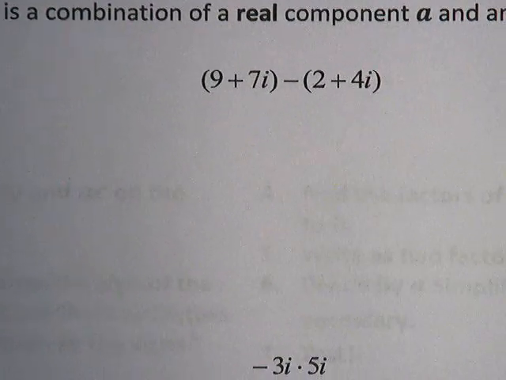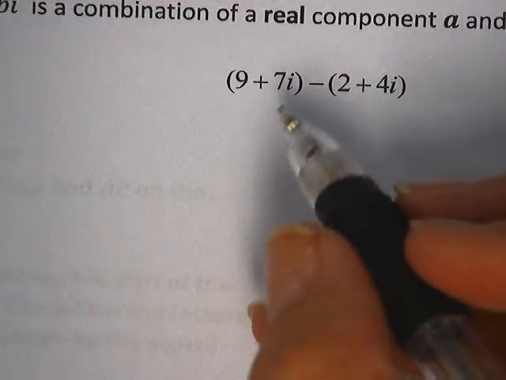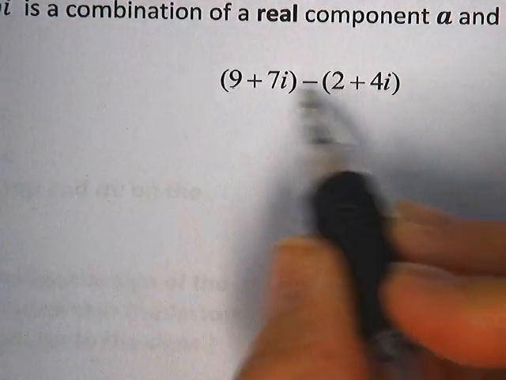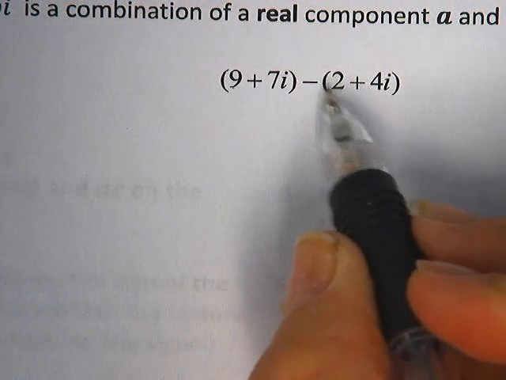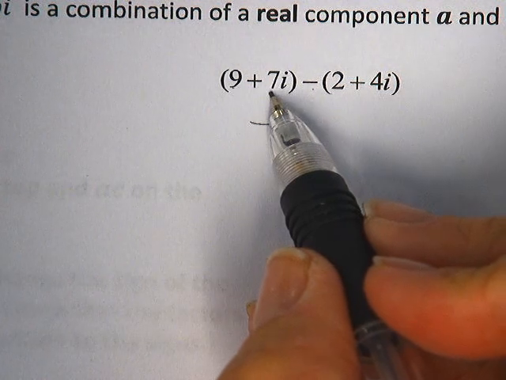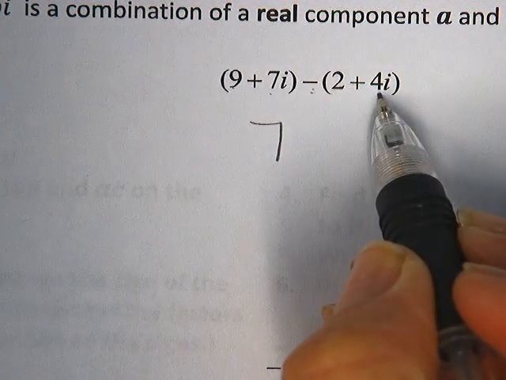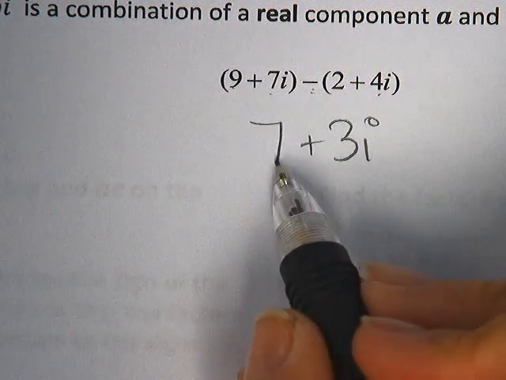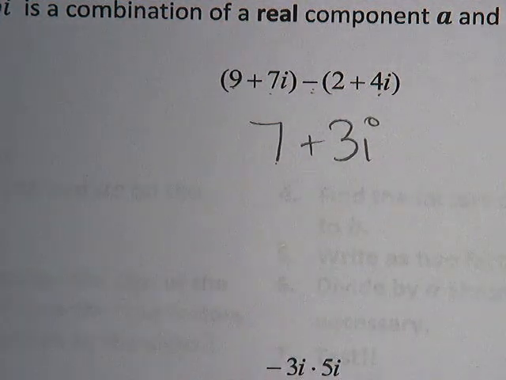Here we're subtracting. And just like we did in the last class, when you have a polynomial, you subtract the real parts. So 9 minus 2 gives you 7. 7i minus 4i is 3i. So your answer is simply 7 plus 3i.